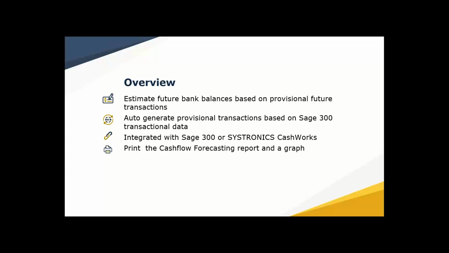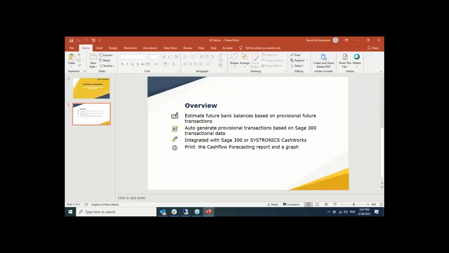As a rule, when you need to make a forecast of your cash flow, you do it using Excel. The benefit of using SYSTRONICS cash flow forecasting is that it reads the data already available in Sage 300. The application uses this data from different modules of Sage 300, such as AR, AP, as well as OE and PO. Now, let me open Sage 300 and show how the application works.